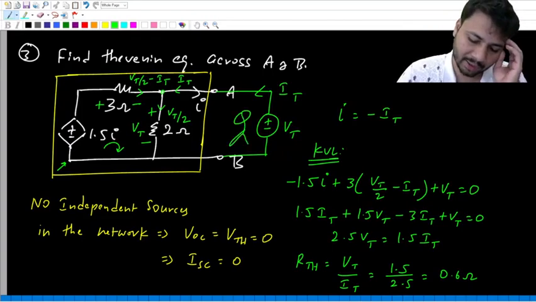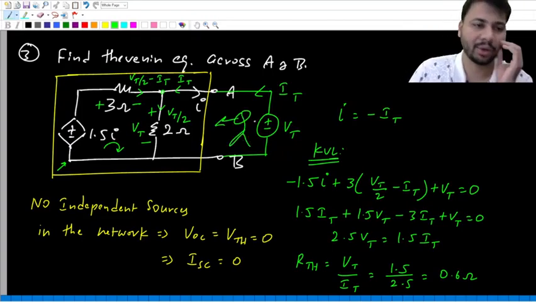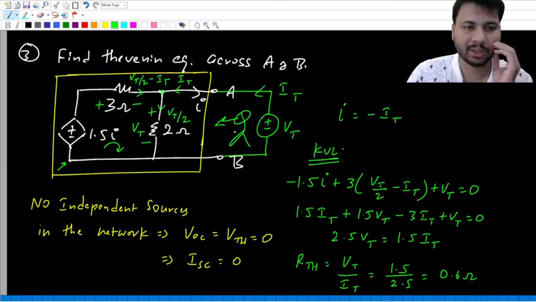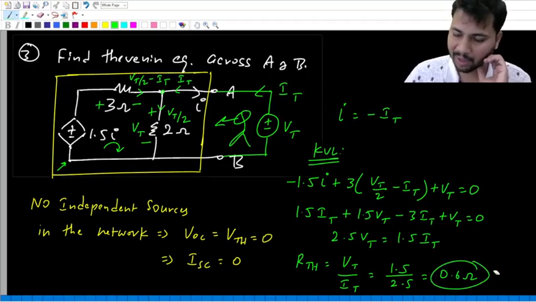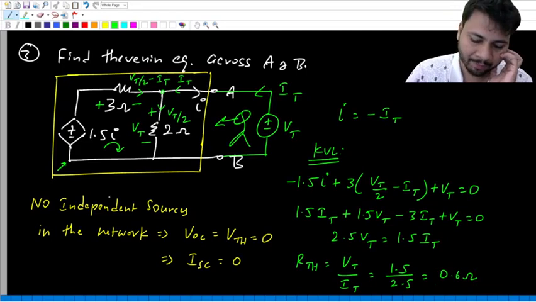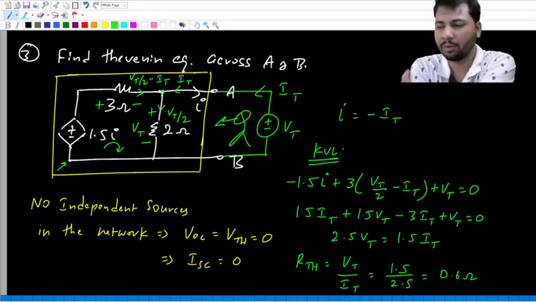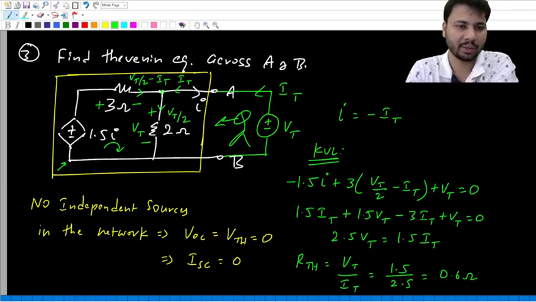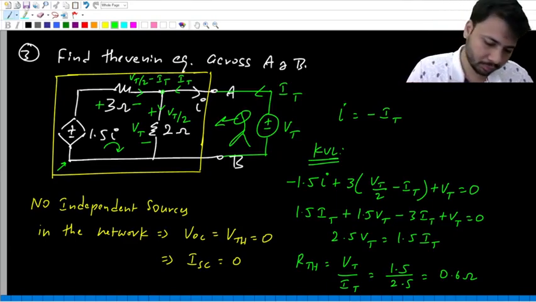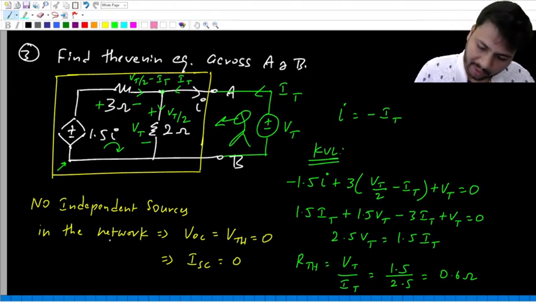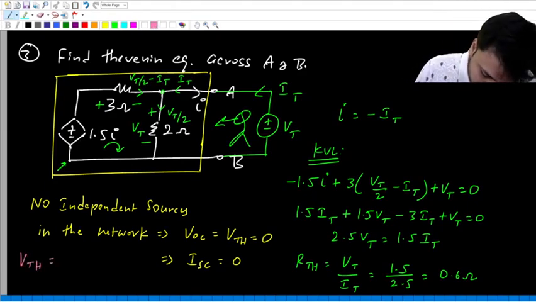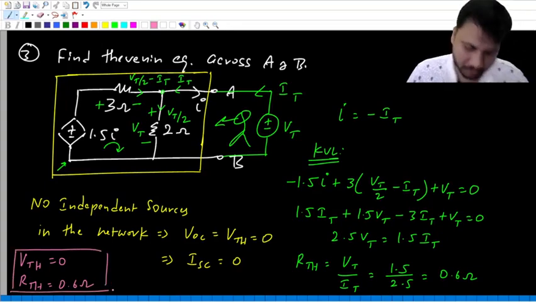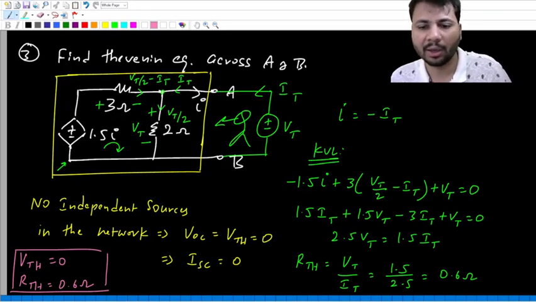So if you are standing here and you look into this yellow color network, from this person's point of view, this entire yellow color box will appear like a single resistance of value 0.6 ohms. So he will think this network is a simple resistance of value 0.6 ohms. Understood, right? Yes. So what are the final answers? VTH is 0 and RTH is 0.6 ohms. These are the final values of VTH and RTH.